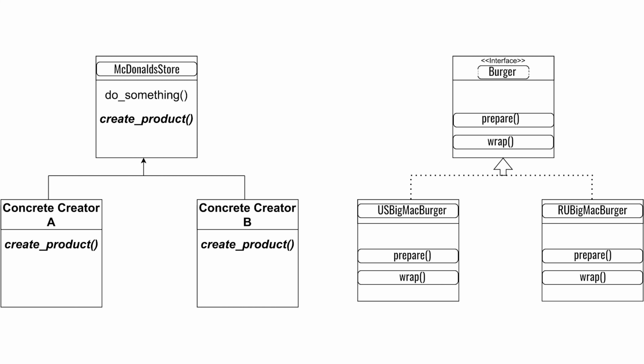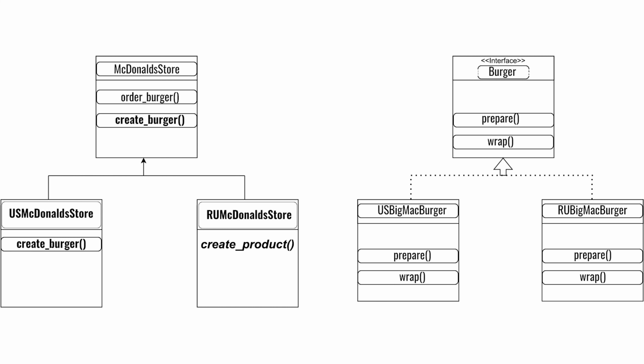The do something method in it is going to be our order burger method, and the create product method is going to be the create burger method that we already have. And finally, our concrete creators will be the US McDonald's store and Russian McDonald's store, each of which will implement the McDonald's store abstract class and its create burger method. Now let's go and code this thing.